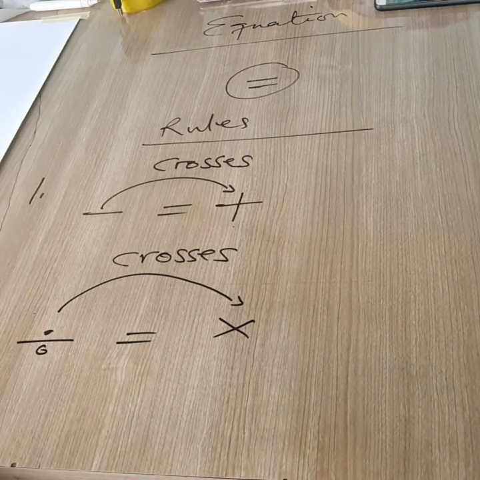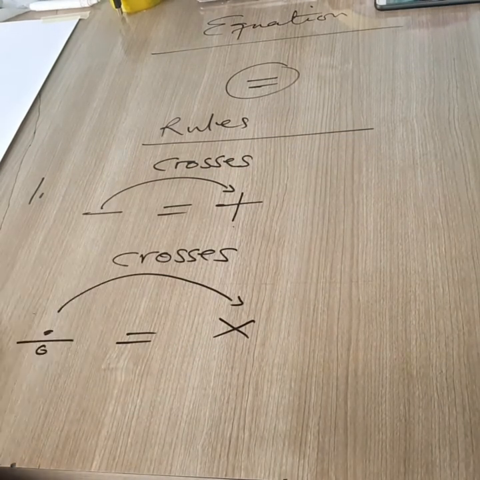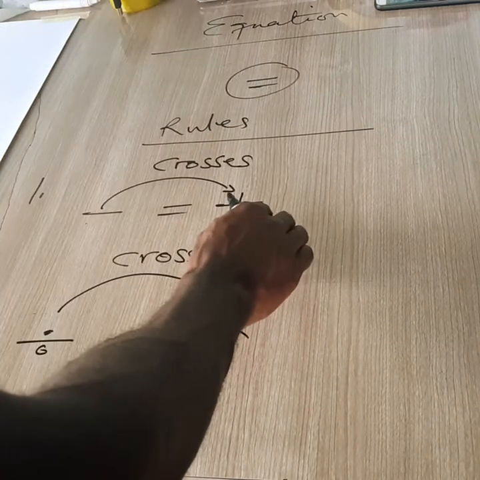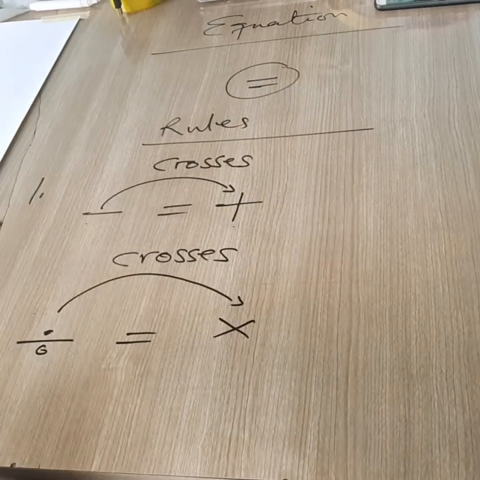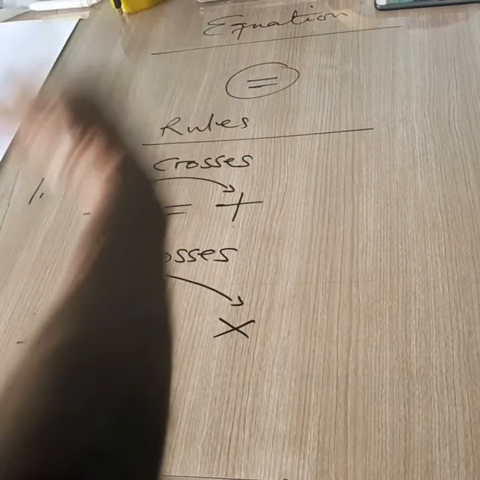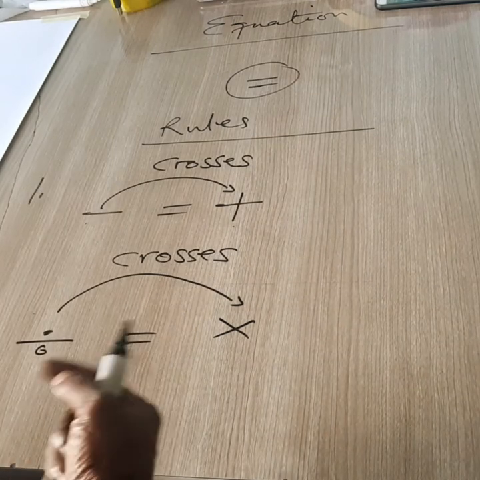Rule number one says we have a minus crossing the equal sign. The rule is that when a minus or negative crosses the equal sign, it becomes positive. It changes its sign to positive, and vice versa. So it means that a positive also crosses the equal sign to give you a negative.